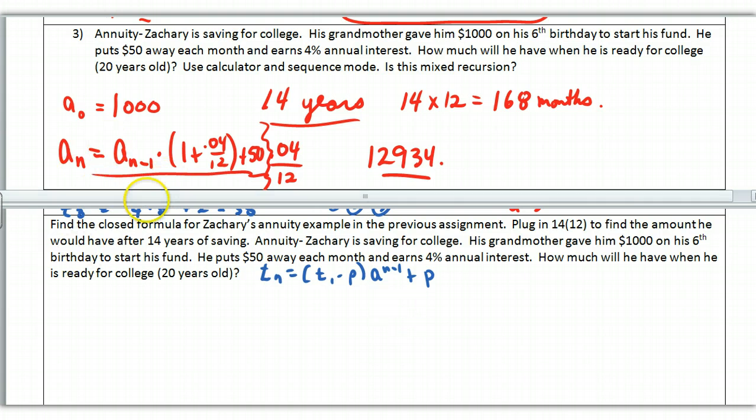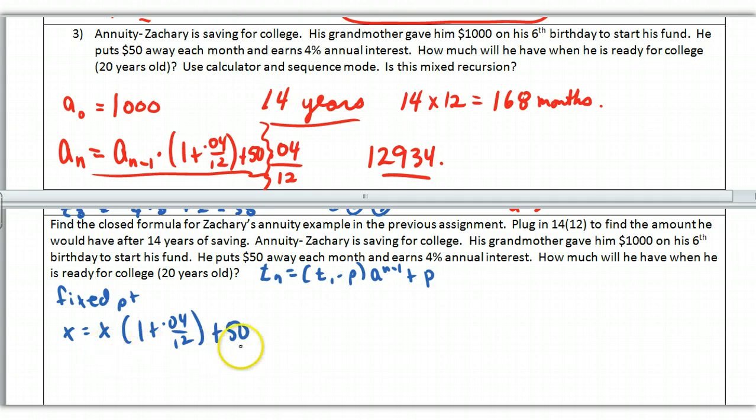Well, I use A sub n up there, but I could use T sub n or A sub n, it doesn't matter. So if I find the fixed point, it would be x is equal to x times 1 plus 0.04 divided by 12, plus 50. Okay, so what we want to do is find this x. And this algebra isn't too bad, but let's try to figure out what happens here.